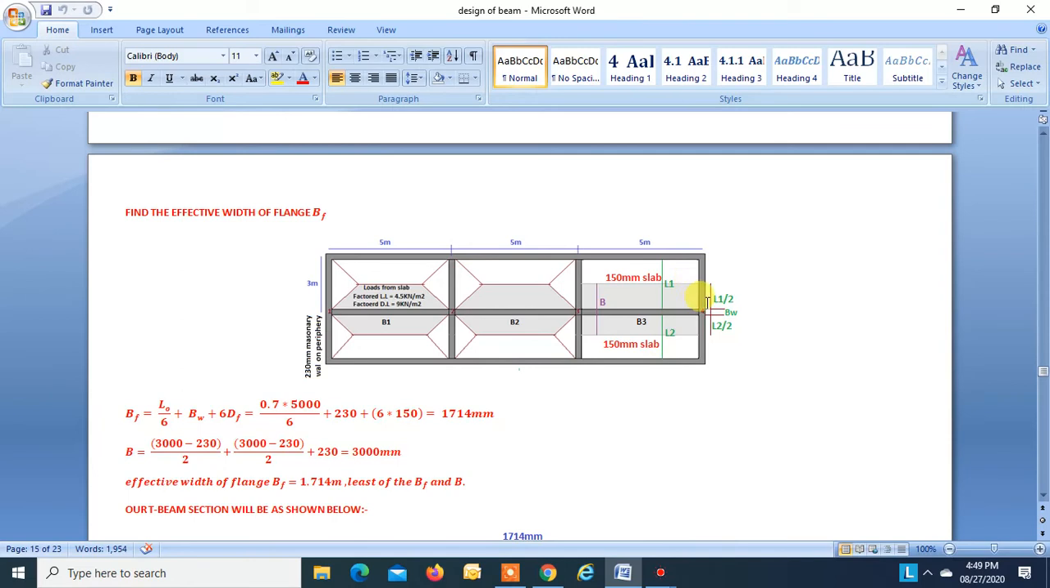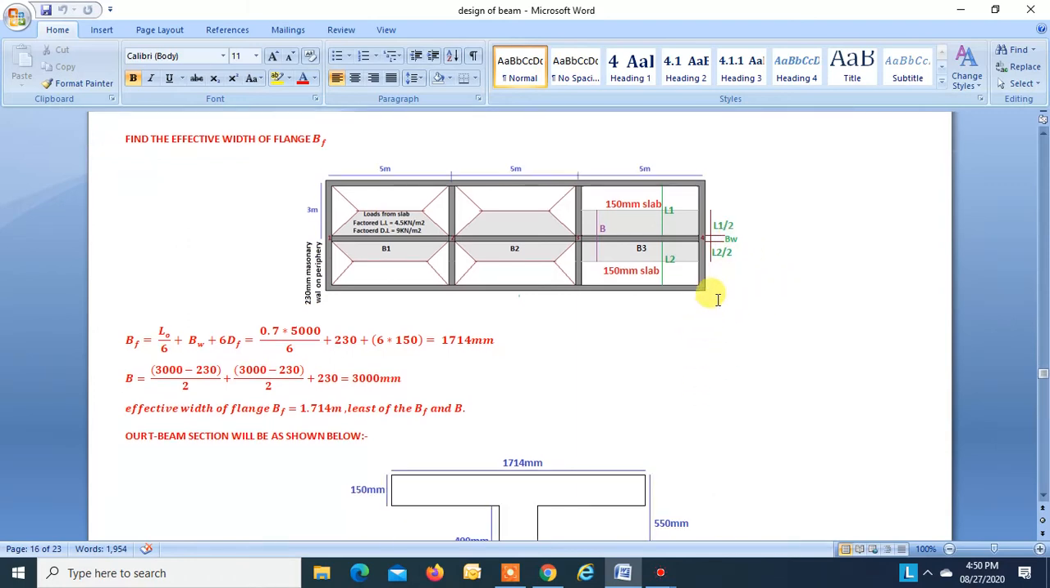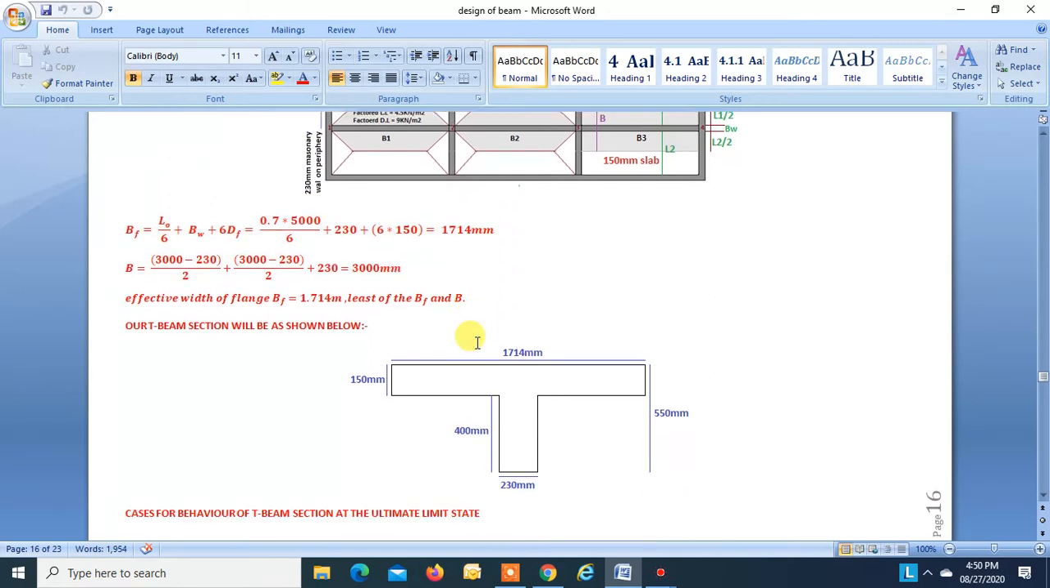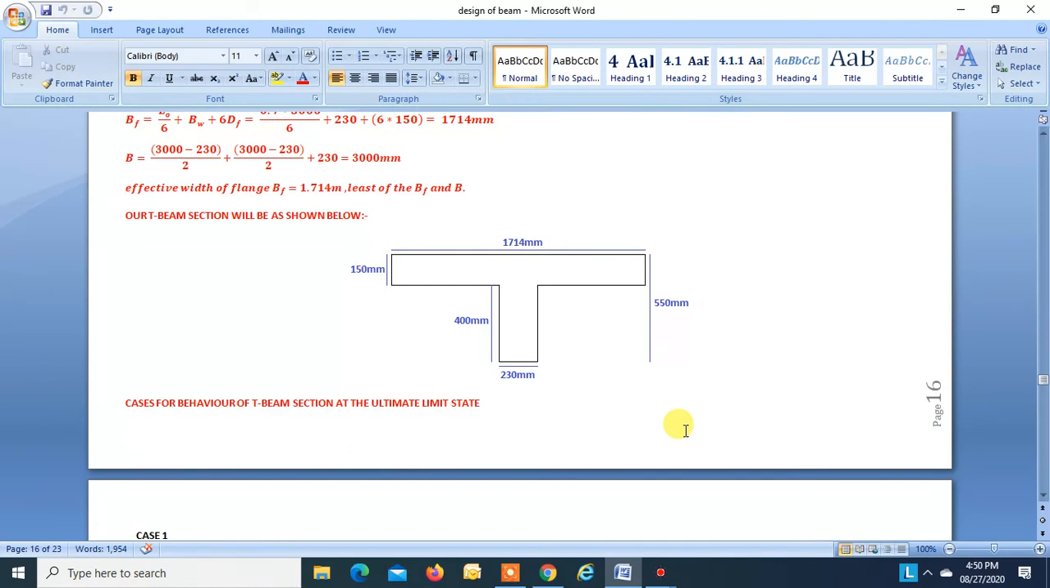So over here, L1 is the clear span, that is 3 meters minus 0.23. You have to take L1 by 2, L2 by 2, plus BW, so that turns out to be (3000 minus 230) divided by 2, (3000 minus 230) divided by 2, plus the BW, that is 230, that is 3000, right? Now BF turns out to be 1714. This is less than this, so we will take this as our effective width. So this is our depth of flange, depth of web, width of web, and total depth, right?